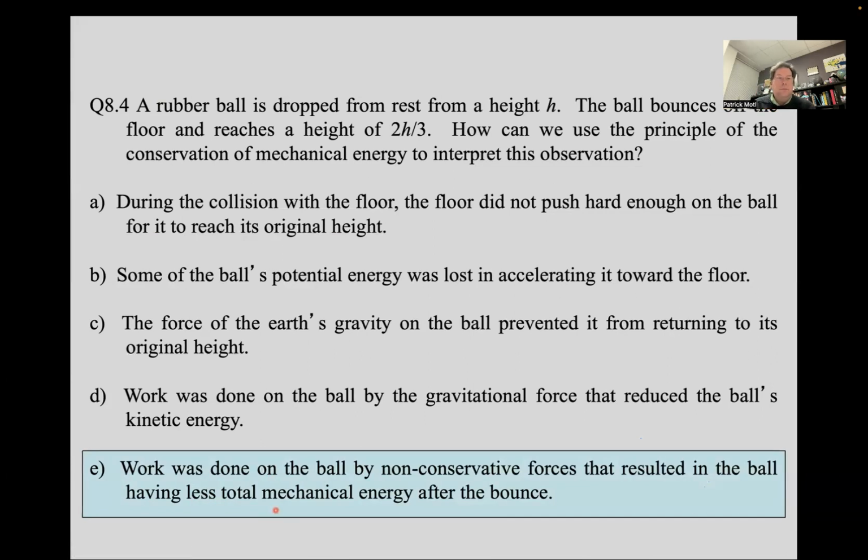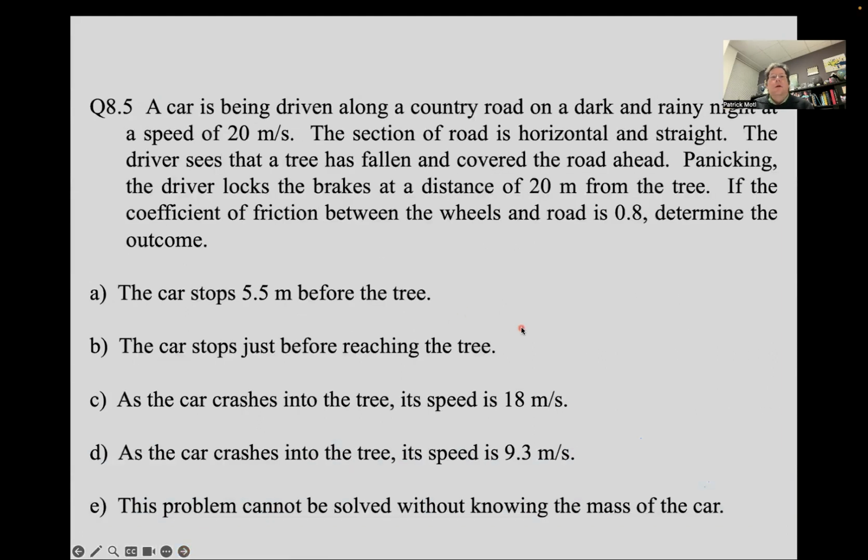All right. We have a car driven along a country road on a dark and stormy night. Speed is 20 meters per second, so about 40 miles per hour. It's a horizontal and straight road. Driver sees that a tree has fallen and covers the road ahead. Panicking, the driver locks the brakes at a distance of 20 meters from the tree. Not very far. The coefficient of friction between the wheels and the road is 0.8. What is the outcome?